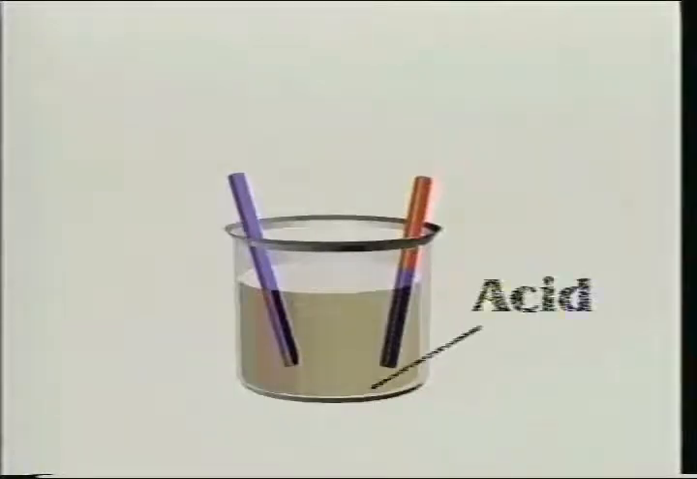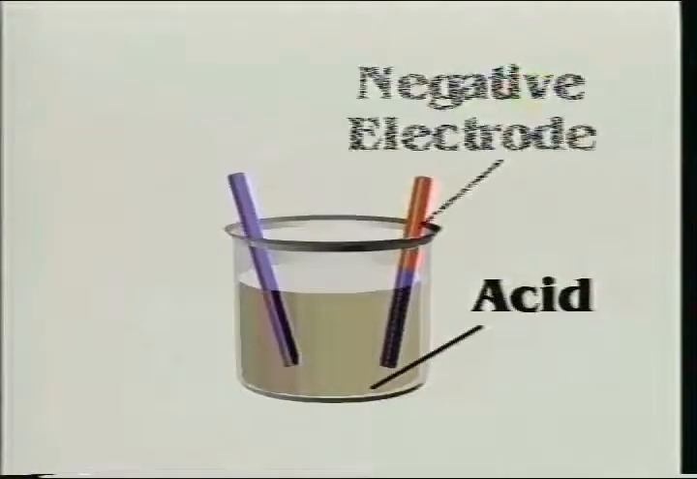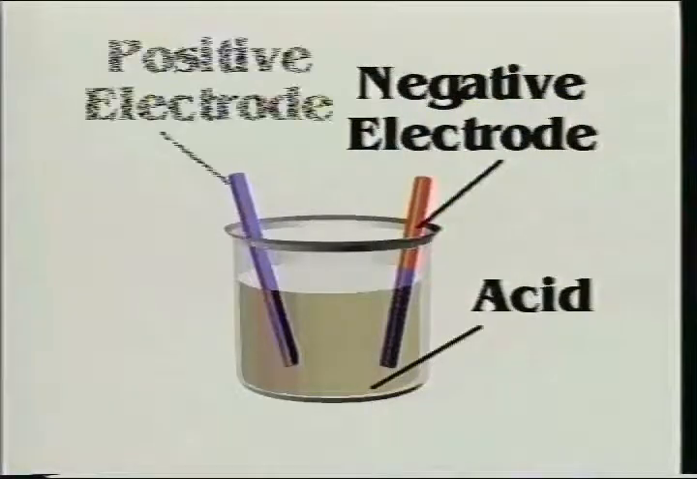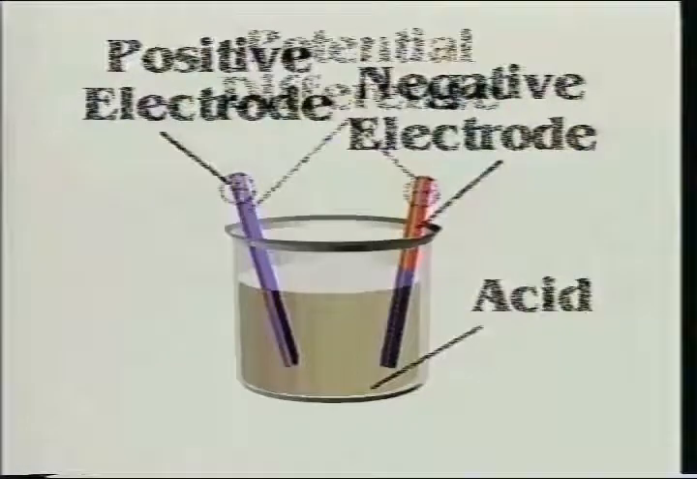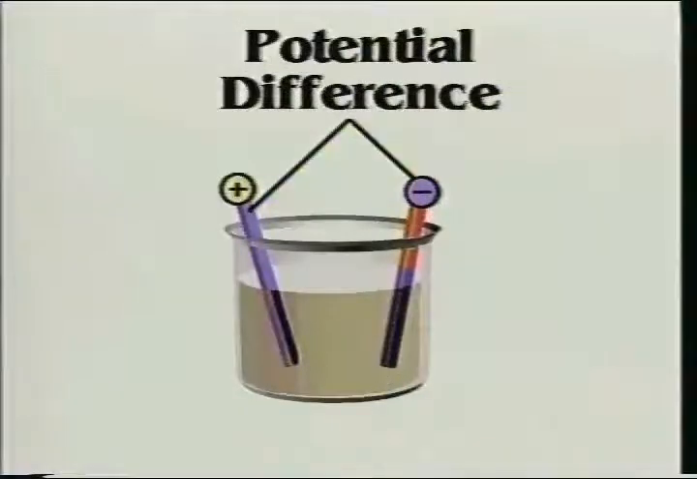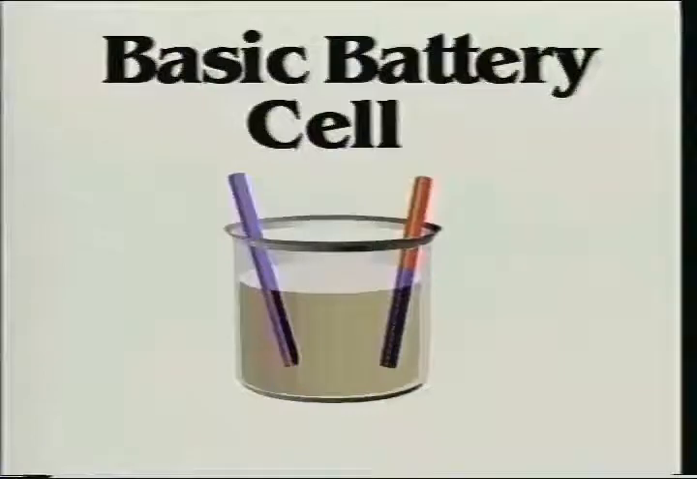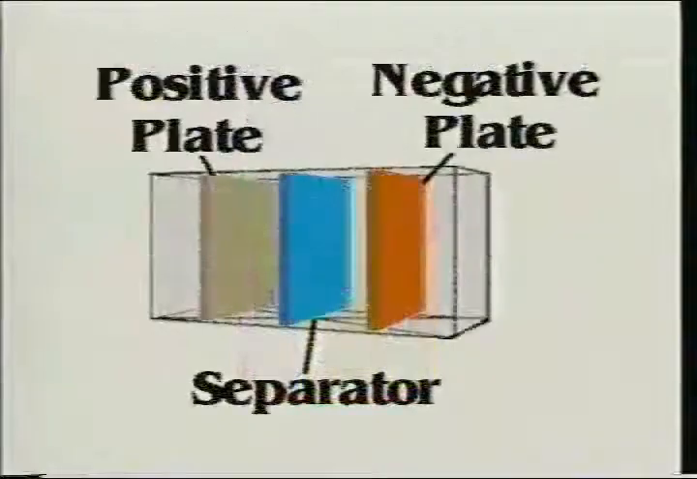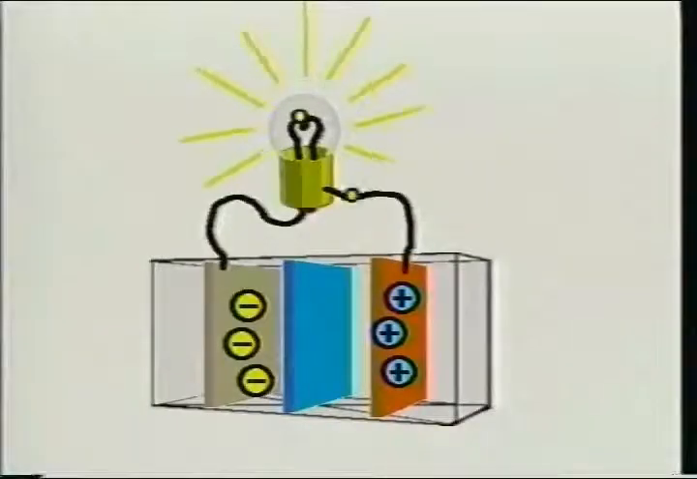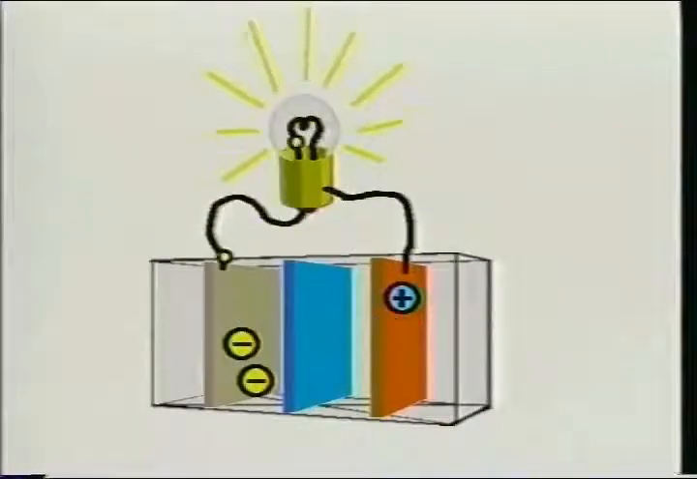To make a fundamental battery, place dissimilar metals in a beaker of acid. One metal rod would form the negative electrode and the other the positive electrode. A potential difference or voltage would be formed across the two electrodes. The result would be a very basic battery cell. In a car battery, the plates or electrodes are flat to increase surface area and electrical power. Separators are used to keep the plates from shorting or touching. If a load is placed across the cell, voltage will force electrons to flow through the load until the battery becomes discharged.